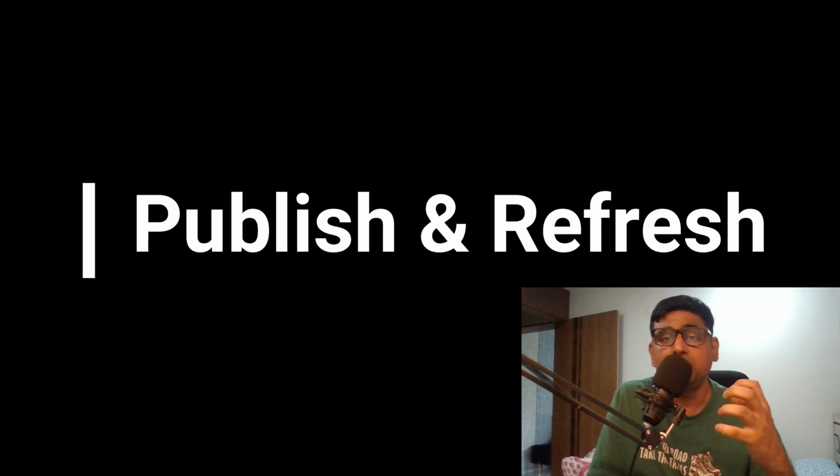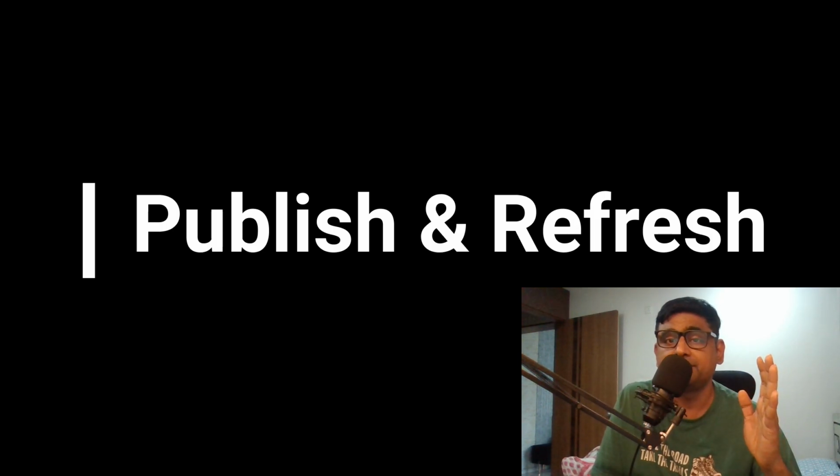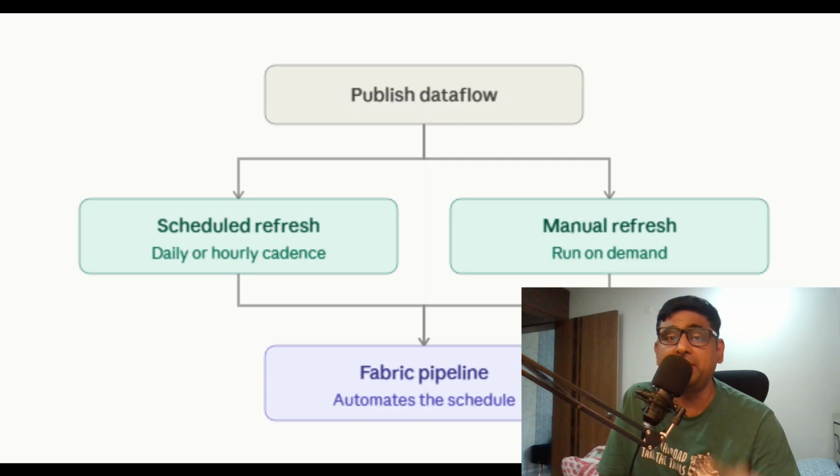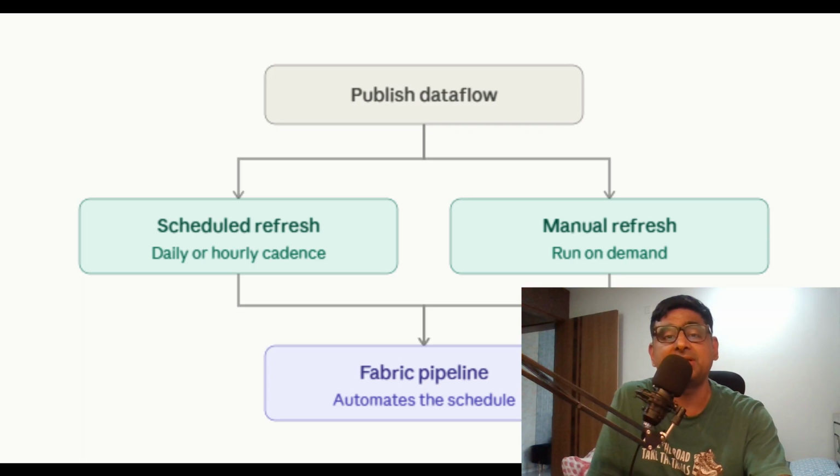Okay, now you have selected your destination. What could be the next step? You need to think about it. You need to publish the dataflow. Creating a dataflow is not the same as executing it once and forgetting about it. In a real project, think about it as a refresh process. Maybe the sales data arrives every morning, maybe after every hour, maybe I only need to process it once a day. So you need to automate this process, and this is exactly where Fabric pipelines come into the picture.